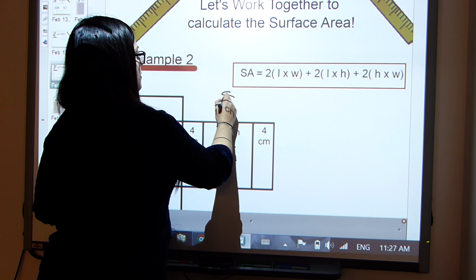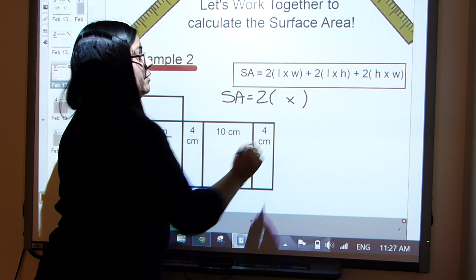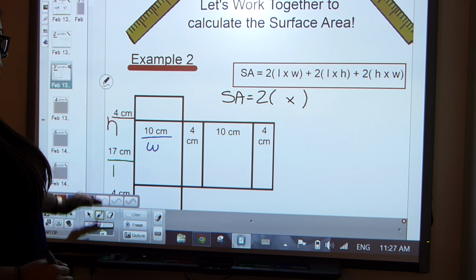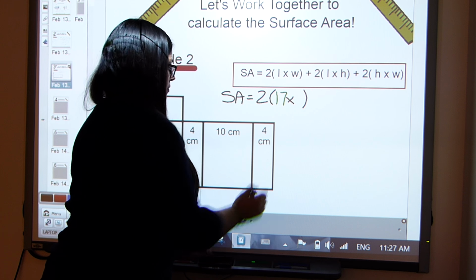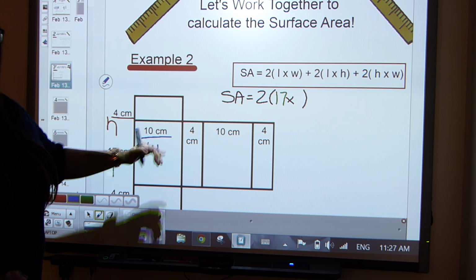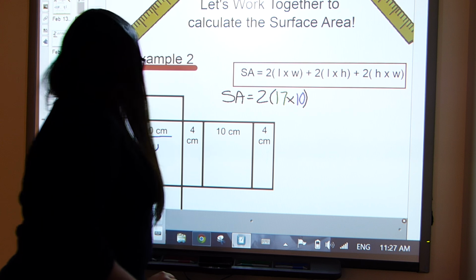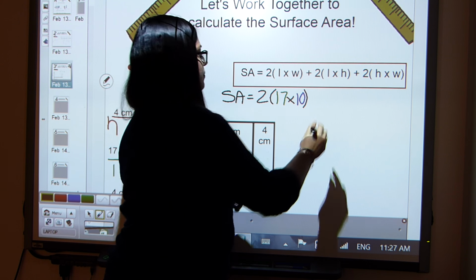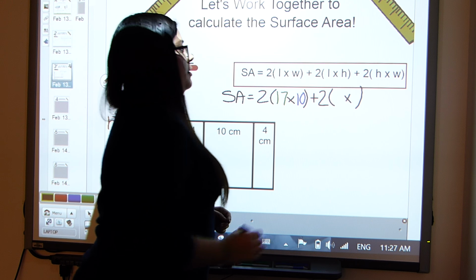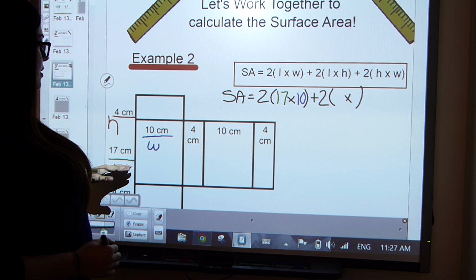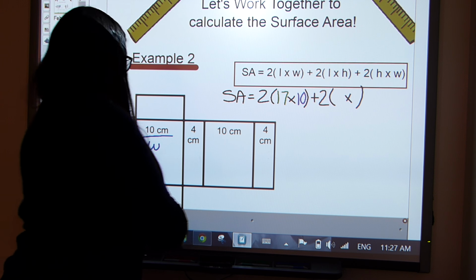Okay, so surface area equals 2. So we have length and width. So we said our length is 17, which is green. And we said our width is 10, which is blue. Okay? So from now on, we just move on. So we have length times height. So our length is green, 17 centimeters. And our height, like we said, is 4 centimeters, and it's red. So I'll substitute those in.